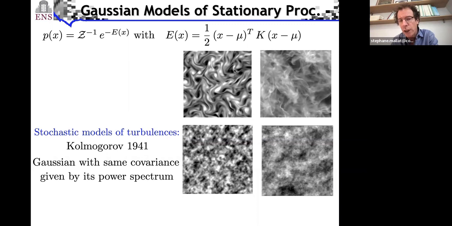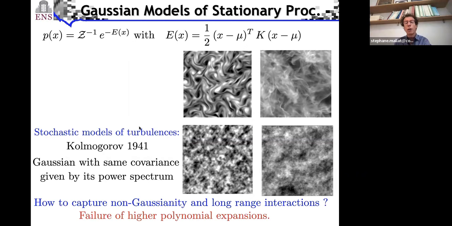Here what you see are images: at the top, the original image, and at the bottom, the Gaussian model, which has exactly the same power spectrum. As you can see, we are losing a lot of structure. It gives information about regularity, but nothing about the geometry of the structures. So the question is how to capture this information. Of course, people tried to go towards higher order moments, and that was essentially a failure because there are too many higher order moments, and statistically, the estimators have a very large variance.